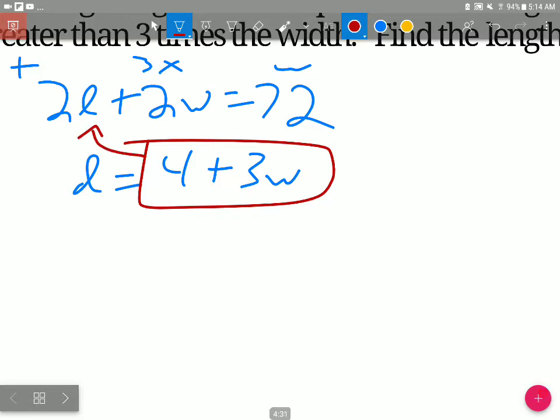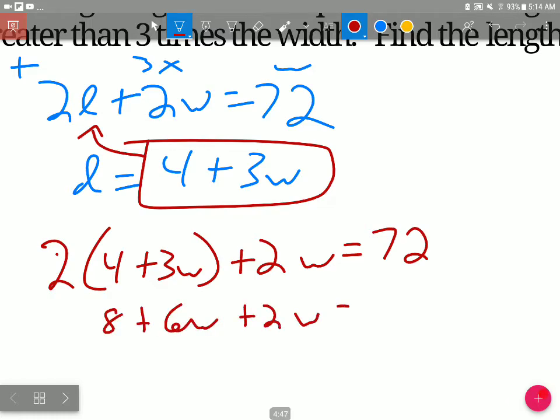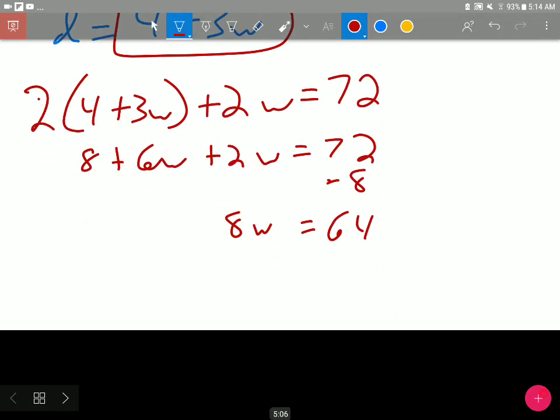Pause the video and see if you can do it. Hopefully you pause the video, but we'll see. 2 times 4 plus 3W plus 2W equals 72. That's 8 plus 6W plus 2W equals 72. If I subtract the 8, 72 minus 8 is 64. That's 8W. And 64 divided by 8 is, lo and behold, 8. So the width is 8.